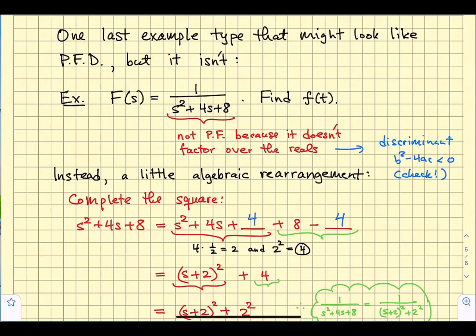So the idea is to reach into your algebra bag for a different trick. Here we just want to take this denominator, s squared plus 4s plus 8, and you will see these in the homework.